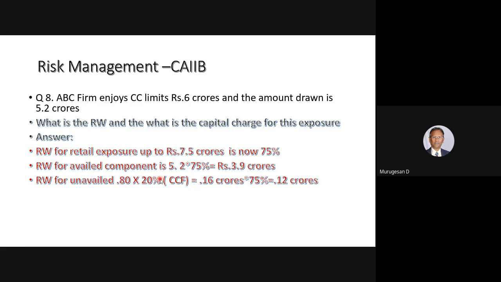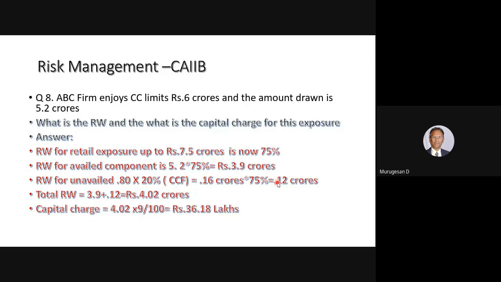Okay, so the risk weight: the first 80 lakhs here not availed, so 20% CCF, so 0.16. On 0.16 again 75%. What is the 75%? The risk weight applicable to the category. That is 0.12 crore. Then the total risk weighted assets is 4.02, that is 3.9 plus 0.12. On that, 9%. That's all. So this much capital is needed. You see, one mark. Understood?